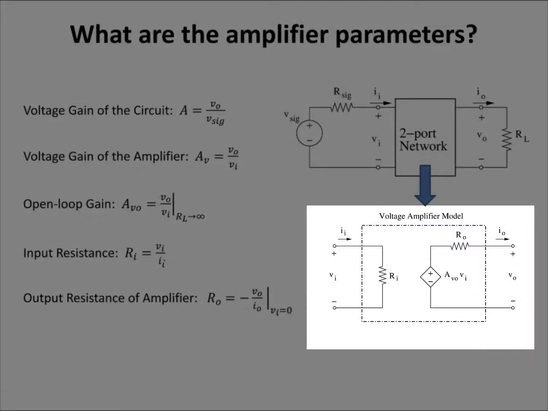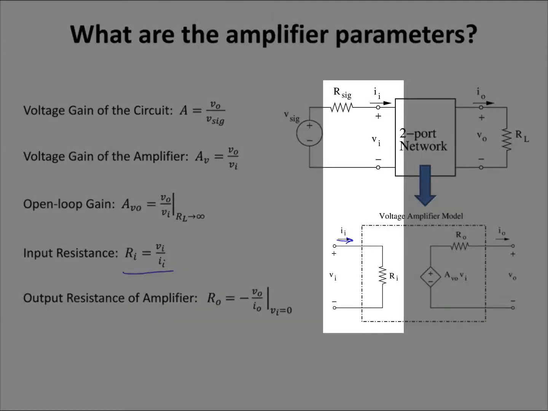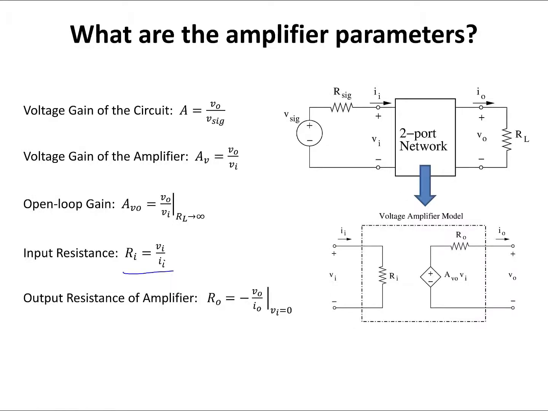Its parameters are Ri, or input resistance. It's defined as Vi over Ii, where Ii is the current that flows into the amplifier. And Ro, or the output resistance of the amplifier, is defined as negative of V out over I out when Vi is equal to 0. And the open loop voltage gain, or AVO, is equal to V out over Vi when there is no load resistor, or when you have open loop for your amplifier circuit.